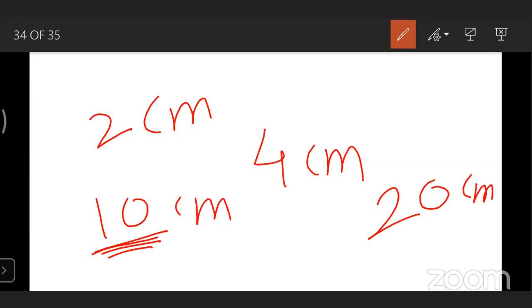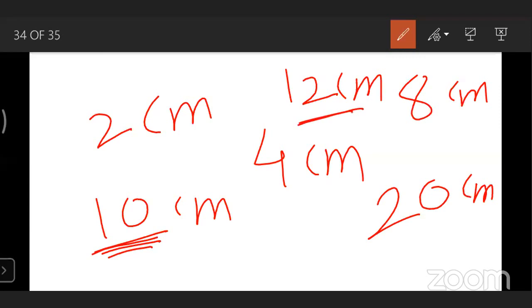10 centimeter. Very good, students. If the diameter is 8 centimeter, then what will be the radius? 4 centimeter. Very good, clever, very nice. If the diameter is 12 centimeter, then the radius? 6 centimeter. Very good. Diameter is 12 centimeter, right? So radius will be half, divided by 2. 6 centimeter. Very nice.